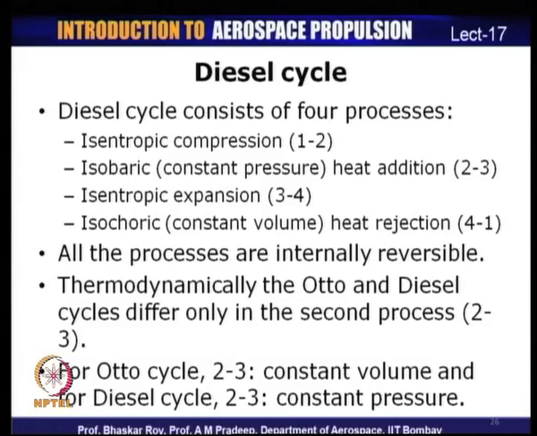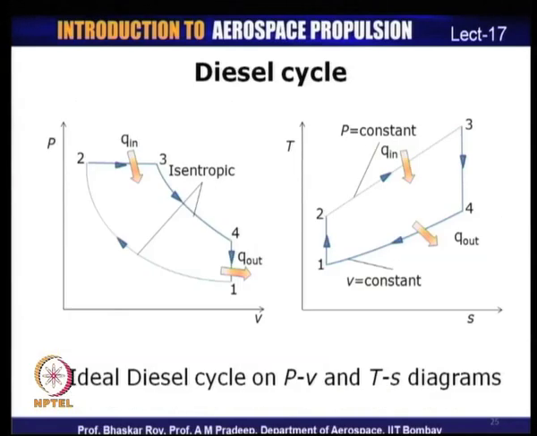Again, all the processes here are internally reversible, and thermodynamically the Otto and Diesel cycle differ only in the second process. In the Otto cycle, it is constant volume heat addition. Diesel cycle, it is constant pressure heat addition. And so, this is the ideal diesel cycle on PV and TS diagrams. So, the cycle begins at state 1. There is an isentropic compression which takes the cycle to state 2. And from state 2 to state 3, it is a constant pressure process during which heat is added, or Q in takes place during process 2, 3, which is constant pressure heat addition.